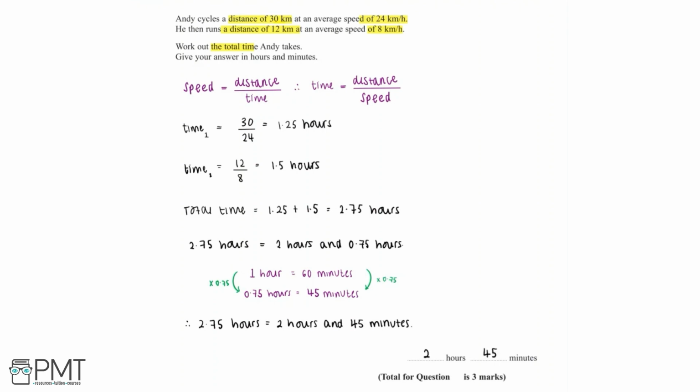Now this question is worth 3 marks. We get the first mark for finding that Andy takes 1.25 hours when cycling and 1.5 hours when running. We get the second mark for adding these values together and for finding that the total time that Andy takes is equal to 2.75 hours. And we get the third mark for correctly converting this into hours and minutes and for saying that the total time that Andy takes is equal to 2 hours and 45 minutes. Allowing us to achieve the full 3 marks needed in this question.